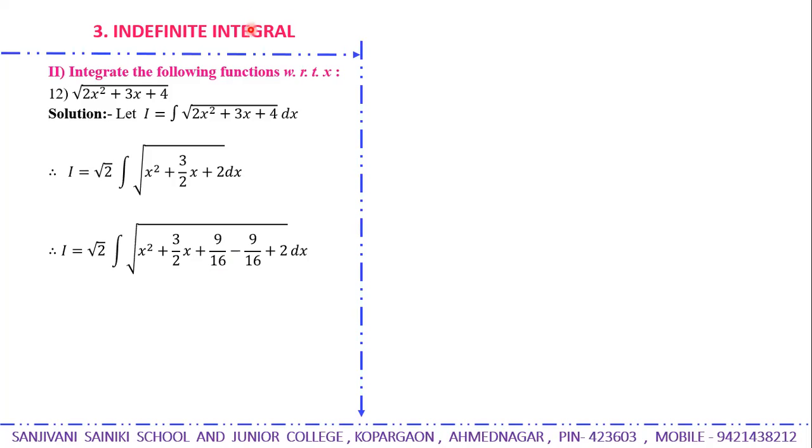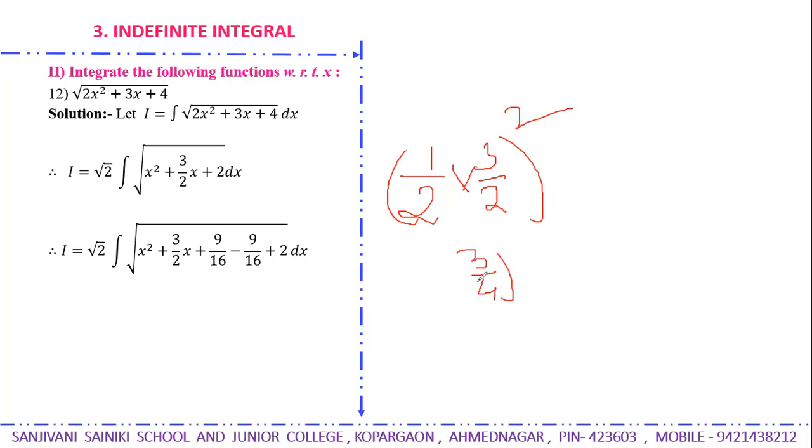Because the last term we calculate is the square of 1 upon 2 times the coefficient of x. What is the coefficient of x here? It is 3 by 2. So 1 upon 2 times 3 by 2 gives 3 upon 4, and its square is nothing but 9 upon 16. So here we have to add and subtract 9 upon 16.